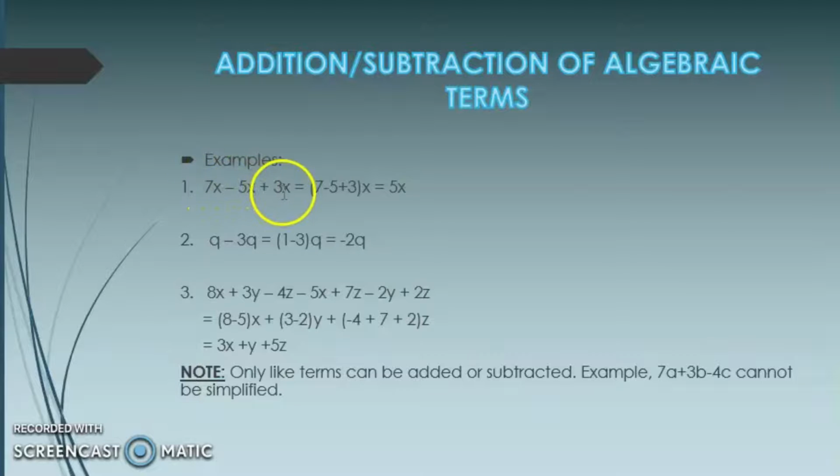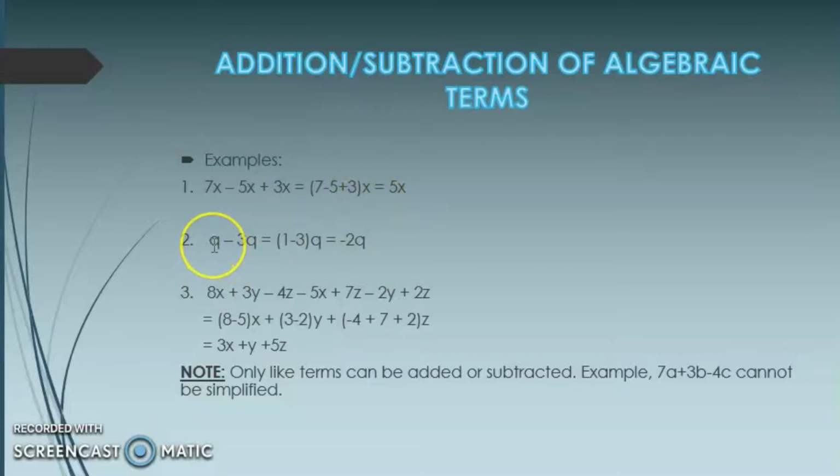7x, 5x, and 3x are all like terms. So we can work it out. 7 minus 5 plus 3 equals 5x. 7 minus 5 is 2. 2 plus 3 equals 5.